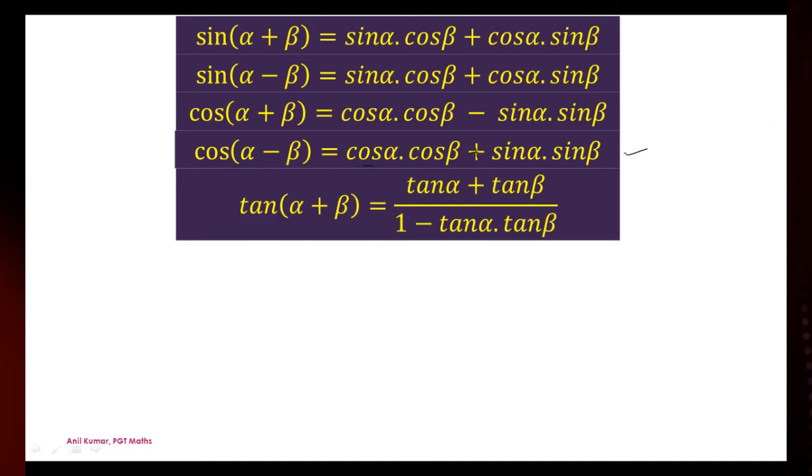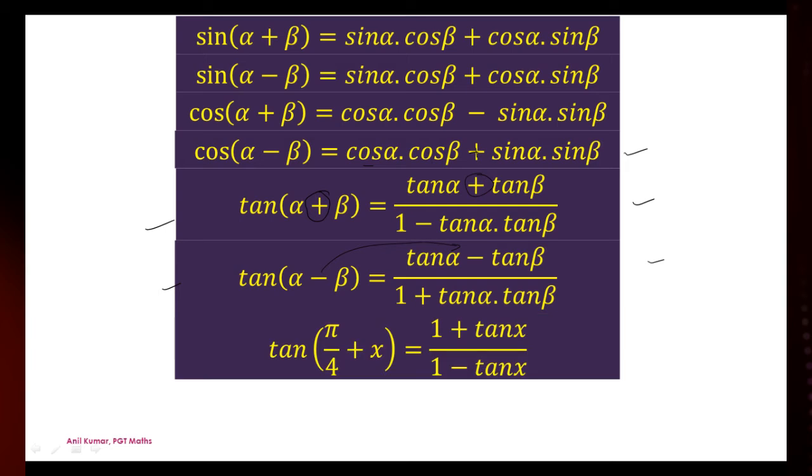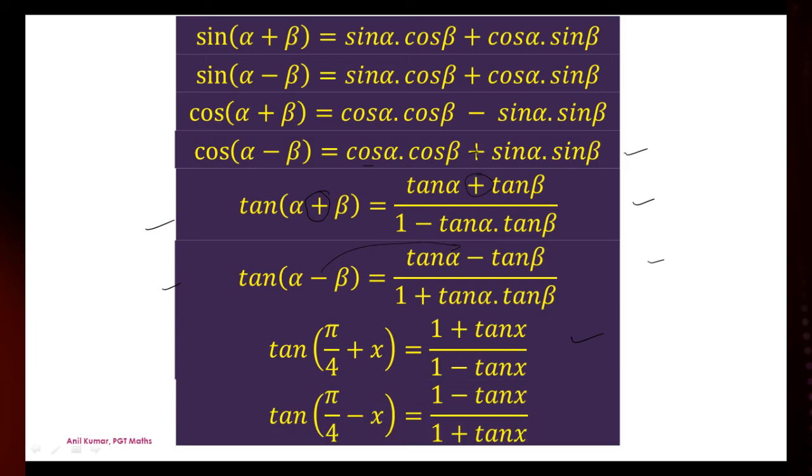Next is tan alpha plus beta, which is tan alpha plus tan beta by 1 minus tan alpha tan beta. Dear student, whatever sign is there, that will be in the numerator. So if I am talking about tan alpha minus beta, it will become tan alpha minus tan beta by 1 plus tan alpha tan beta. And two more extensions of these two formulas, that is tan pi by 4 plus x, that is 1 plus tan x by 1 minus tan x, and tan pi by 4 minus x will become 1 minus tan x by 1 plus tan x.